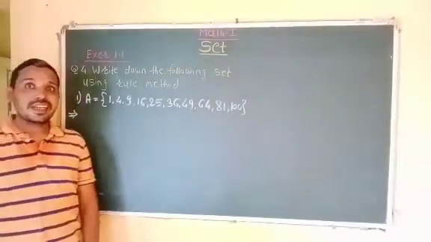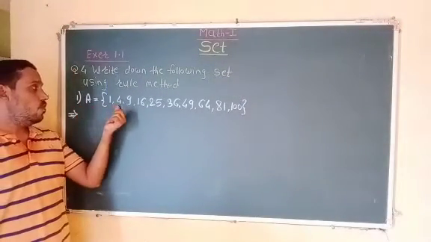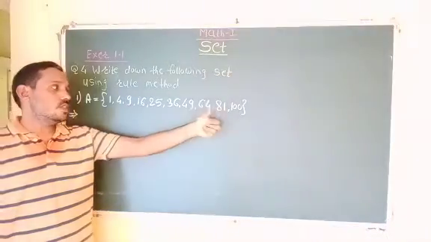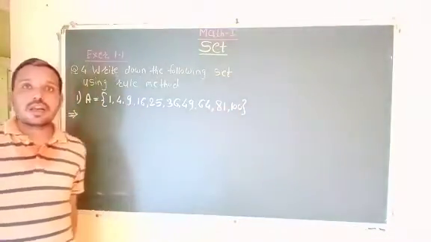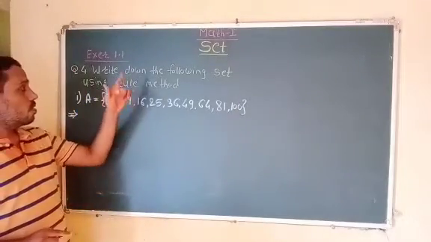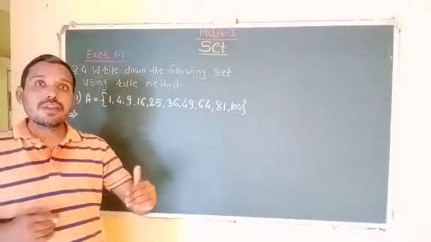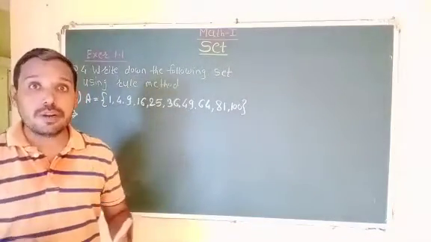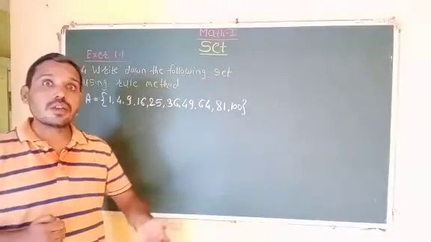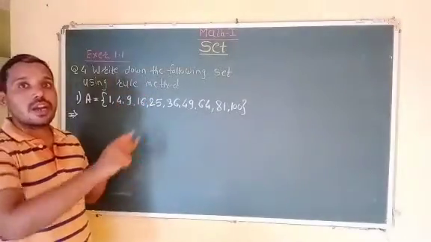In that example, we can see the set A: 1, 4, 9, 16, 25, 36, 49, 64, 81, 100. Those numbers are the elements in it. We can get a set in the rule method. In the rule method, we identify the actual property of the elements, and by using that property we can convert it to a set in the rule method and write it down.